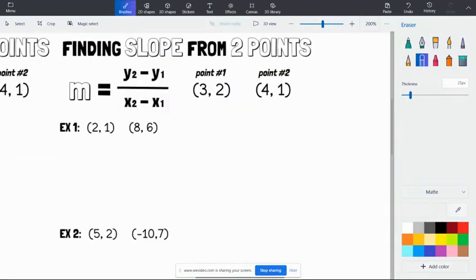All right, now we're doing the last part, which is finding slope from 2 points. You've already figured out how to find slope from a graph, which is when you just count your rise and put your run underneath it, how far up it goes divided by how far over it goes. You've done it from a table where you just find your change in y and divide it by your change in x. This is really the same thing.